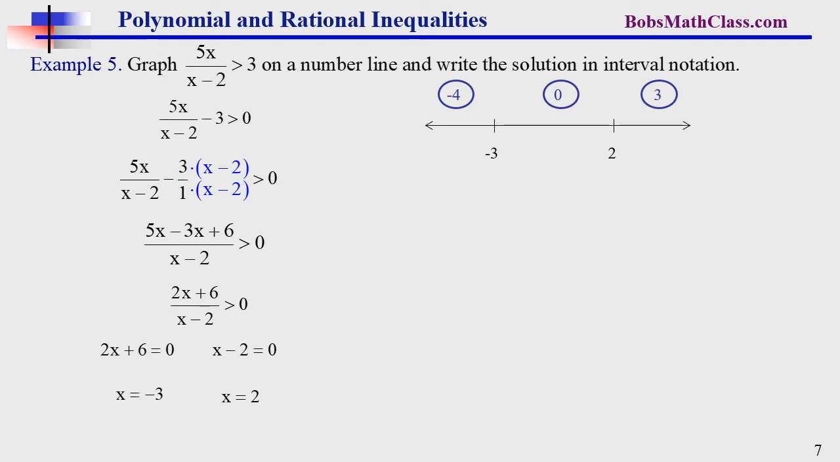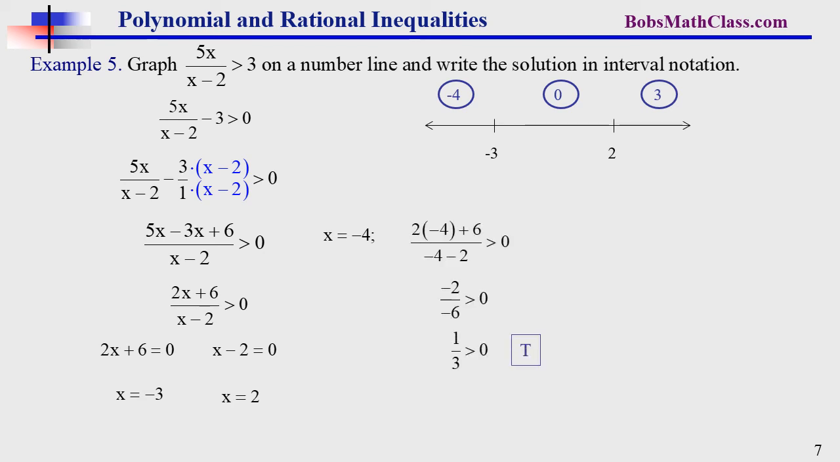All right, let's do it. You know the process. Plug in negative 4. I'm going to use that last inequality, the 2x plus 6 over x minus 2. But you could use the 5x over x minus 2 greater than 3 if you want to. You just have to figure out if it's true or false. It'll still give you the same result, just different numbers.